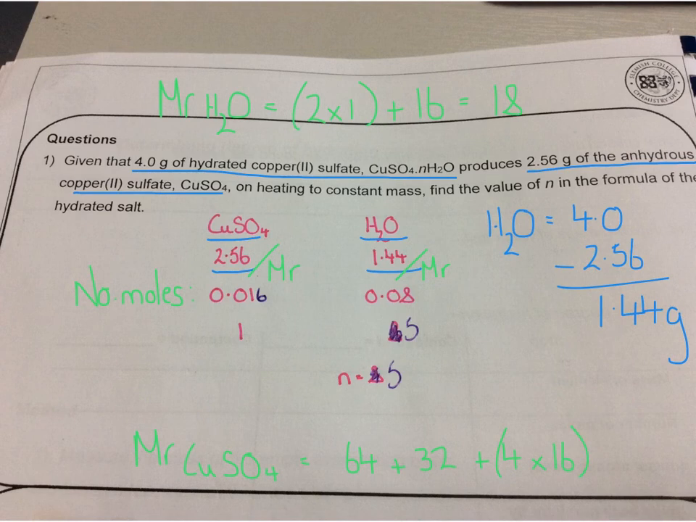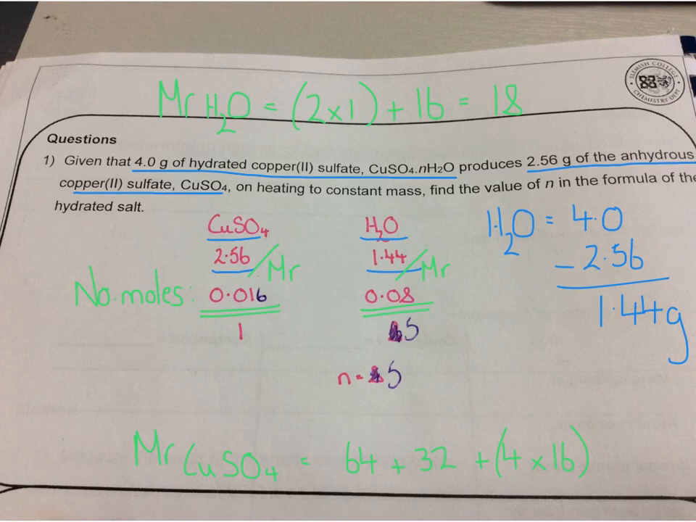Now, we're going to divide by the MR to work out the number of moles, and keep your number of moles. Don't round it, because that's going to make a difference when we work out the ratio. So it works out as 0.016 moles of copper sulphate and 0.08 moles of water.